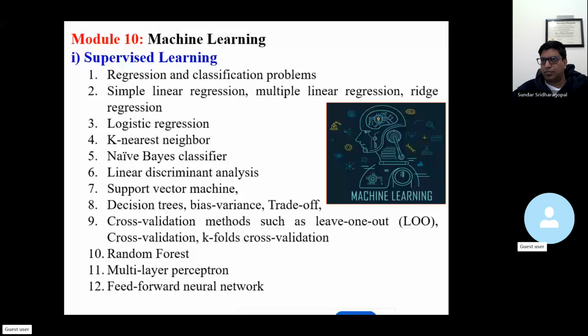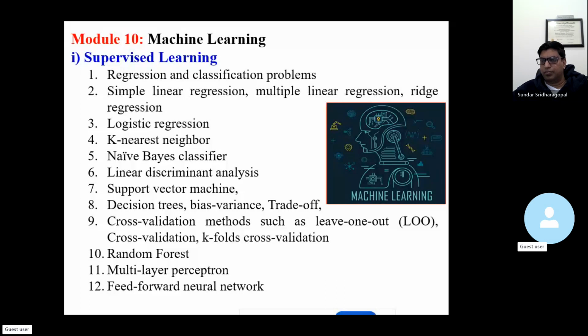So here we are using various techniques like regression techniques: linear regression, nonlinear regression, logistic regression, etc. And k nearest neighbor, KNN technique, naive Bayes classification, linear discriminant analysis, support vector machine, decision tree, bias variance, and cross validation methods such as leave one out cross validation, k-fold cross validation, etc. Random forest, multi-layer perceptron, feed forward neural networks. So these many techniques under supervised learning we are using.